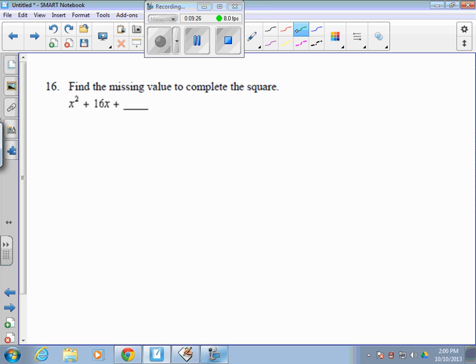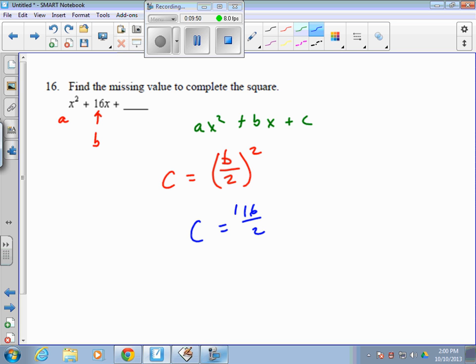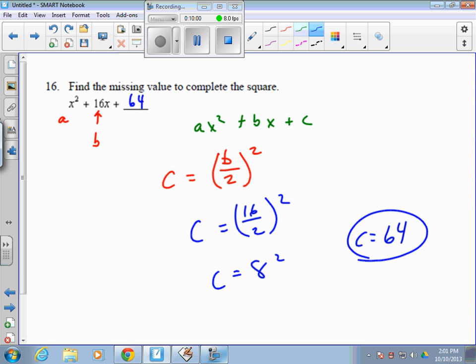Find a missing value to complete the square. Well, when you're talking about completing the square, remember it's ax squared plus bx plus c. So we're looking for c. In order to find c, it's the value of b divided by 2, squared. So we have ax squared plus bx. So our value for b this time is 16. So c equals 16 divided by 2, squared. c equals 8 squared, or c's value is going to be 64 in this case. So in that place, we'd put plus 64.